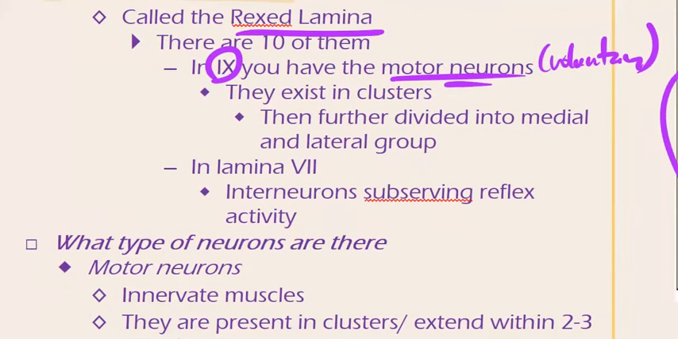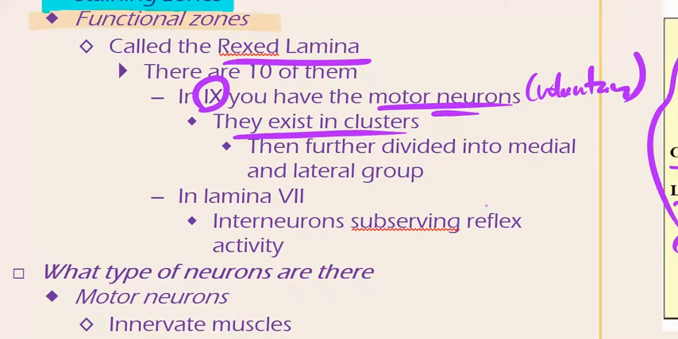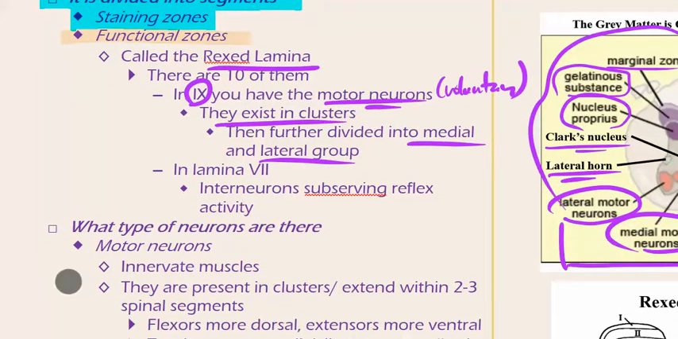Okay, so these motor neurons exist in clusters. I'm sure you guys already know this. They're going to be divided into the medial and the lateral group, the medial being more medial than the lateral.